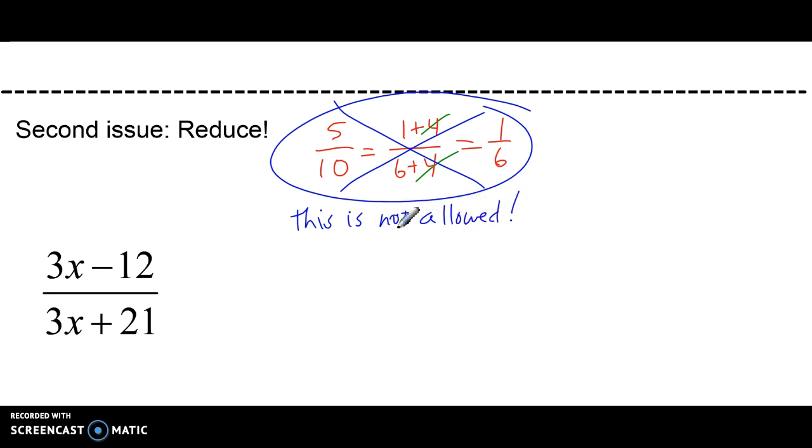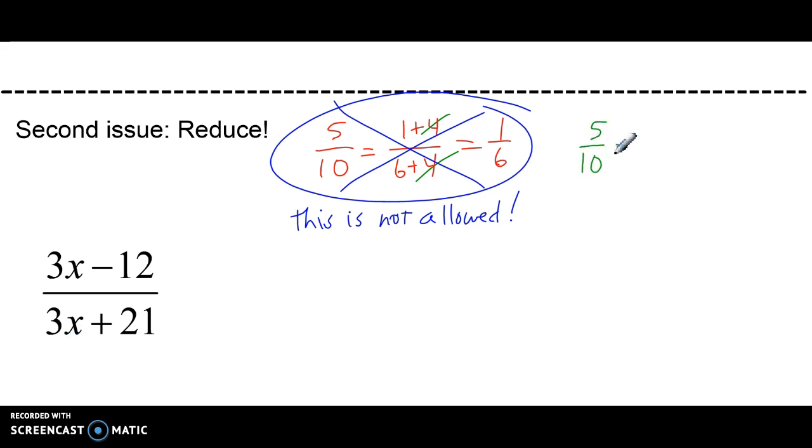So if you tried to cancel the 3x's here, that's just as wrong as canceling the 4's and getting 1/6 in that example. So you know this isn't legal. Don't forget what you already know. So unfortunately, we cannot cancel the 3x's. But there's something kind of similar we could do.